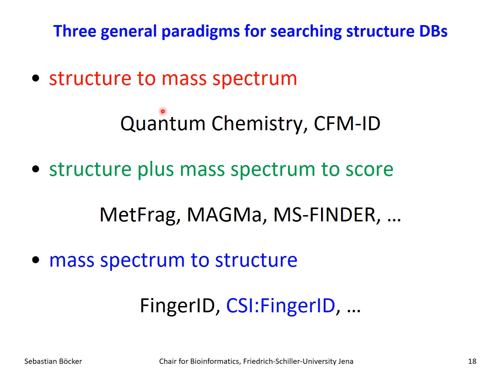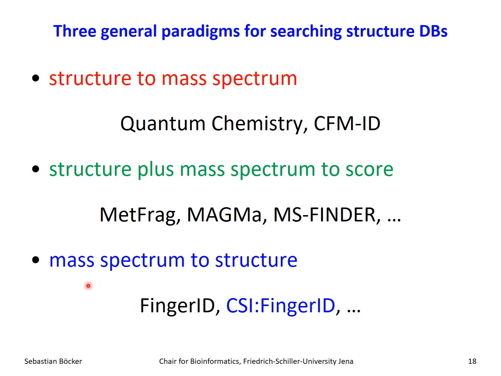Now, the first paradigm has the advantage that you have to do this transformation from structure to mass spectrum only once. You can then store those mass spectra, and then if you really search with your query spectrum, you only have to do library searching. So that's very fast. The simulation is time intense, but after that, you only have to invest the same time that you would for a regular spectral library search.